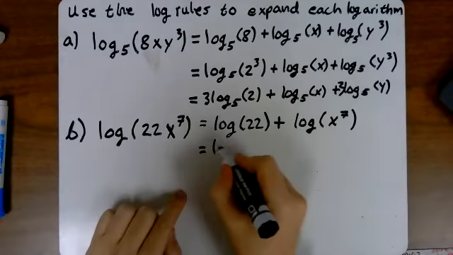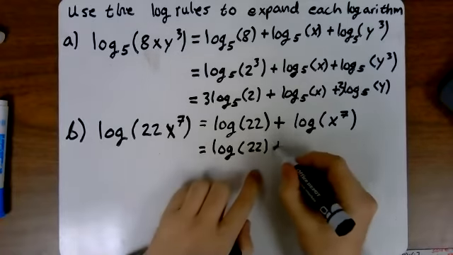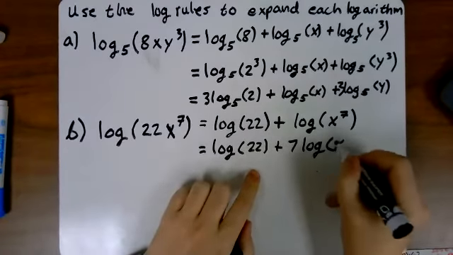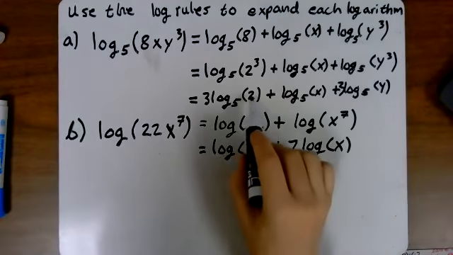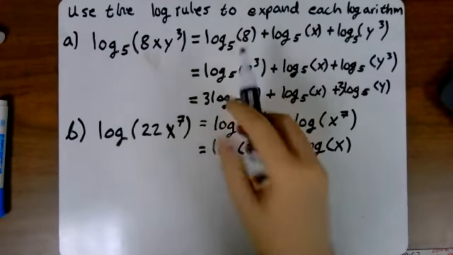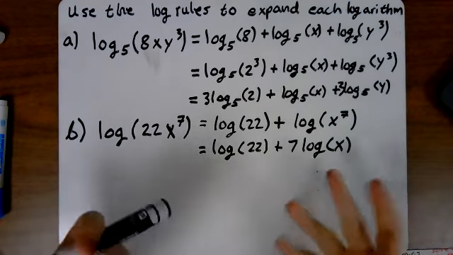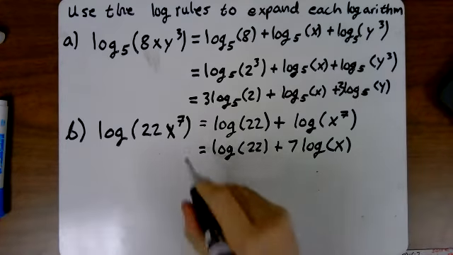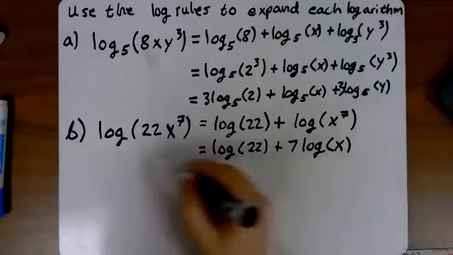Pull that sucker out. We have log of 22 plus 7 log of x. Now note that for this one, we were able to rewrite 8 as 2 cubed and could pull out that 3. 22 is 11 times 2, both of which are prime numbers, neither of which are powers, so we can't pull anything out. Okay.